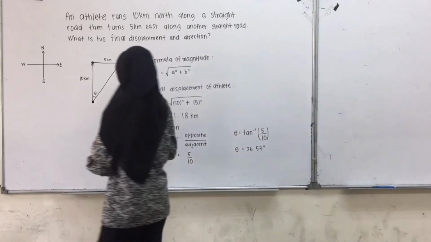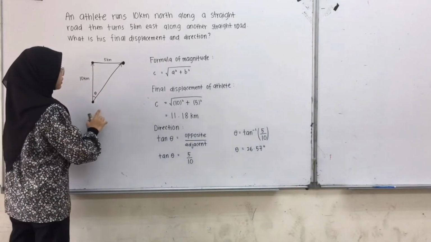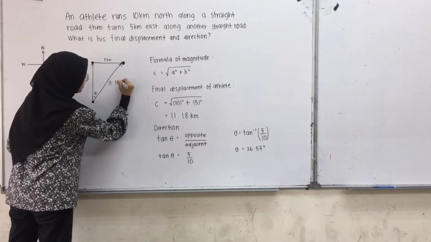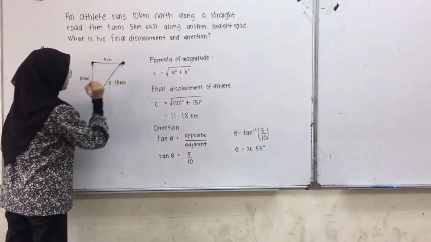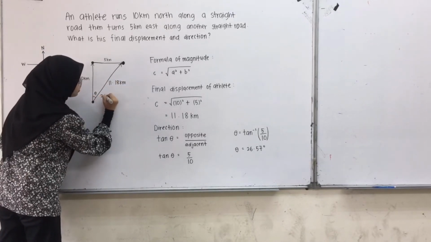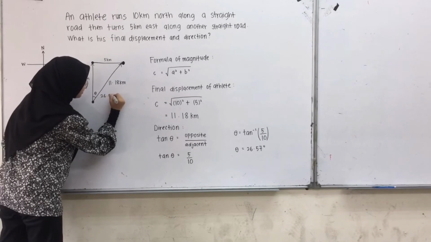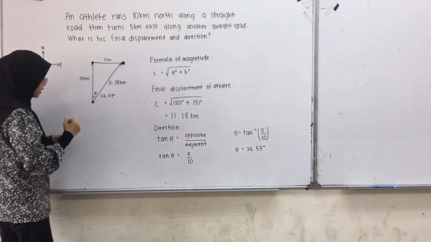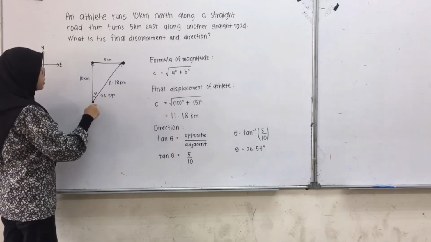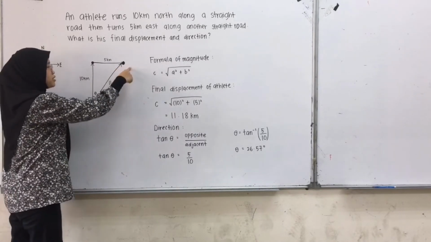So for the conclusion, the final displacement of the athlete is 11.18 km, and the theta for the athlete is 26.57 degrees. So the athlete runs 26.57 degrees between north and east.